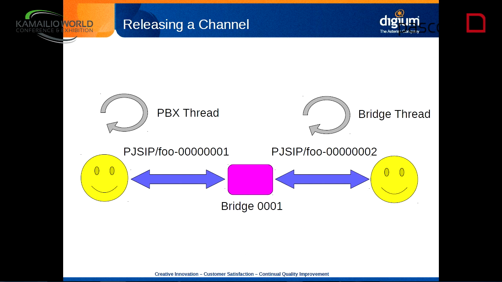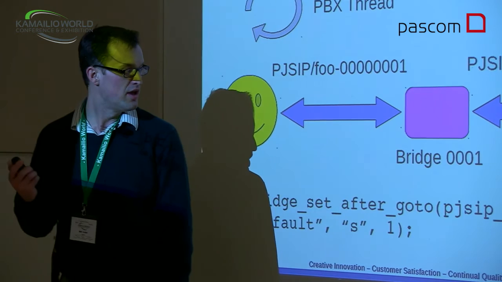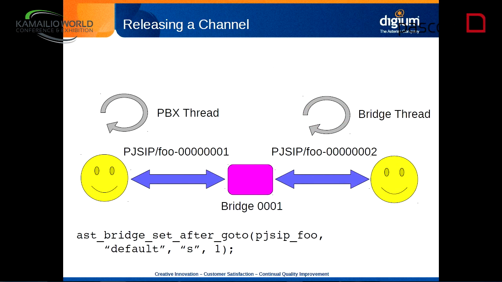So I have 2 channels sitting in a bridge together. This was my inbound channel, so he had a PBX thread. When this channel was put into the bridge, he got his own bridge thread, and we have 2 threads servicing them. If I decide I want to get rid of this channel and send it off into the dial plan, I set on PJSIP foo, I want to send you off to the dial plan location default S1. I kick you, it sets where he's going to go when he gets ejected out of the bridge.